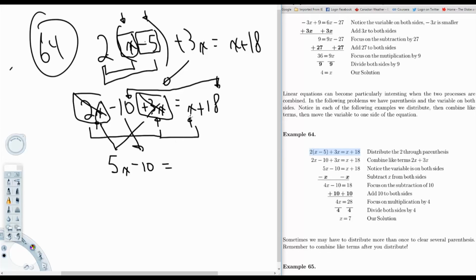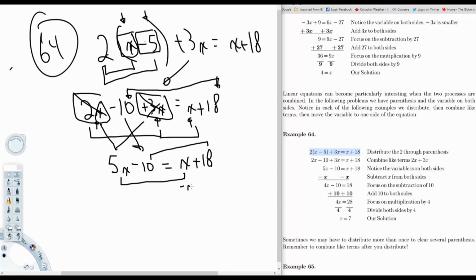Now let's look on the right-hand side. I have x plus 18. I can't do anything with that, so let's just write it down. So now we have to put the x's on one side and the numbers on the other, because we're trying to figure out what x is equal to. What do we put inside x to make this equation work?